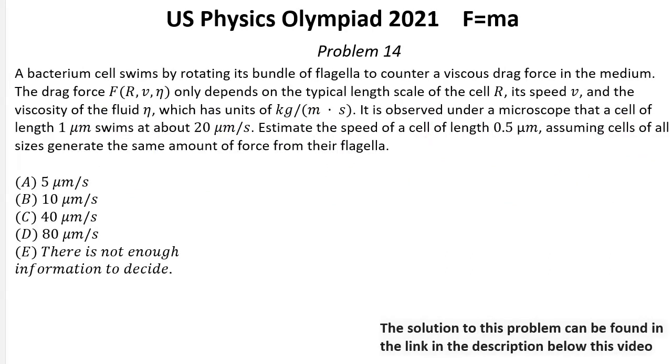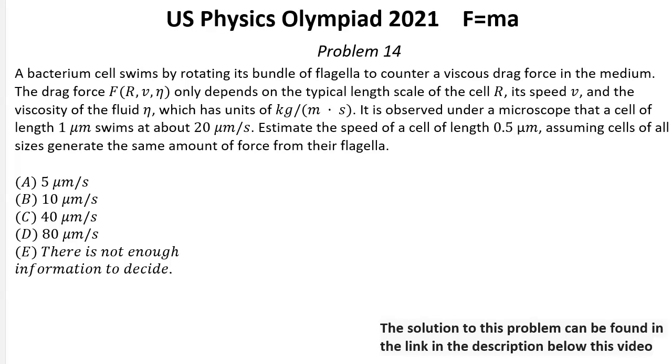Problem number 14. A bacterium cell swims by rotating its bundle of flagella to counter a viscous drag force in the medium. The drag force F as a function of R, V, and nu only depends on the typical length scale of the cell R, its speed V, and the viscosity of the fluid nu, which has units of kilogram over meters by seconds.